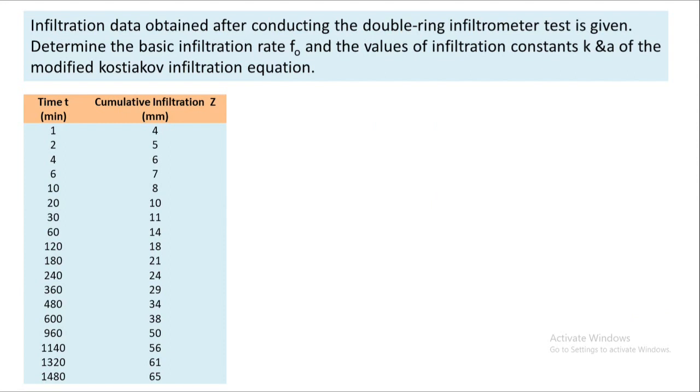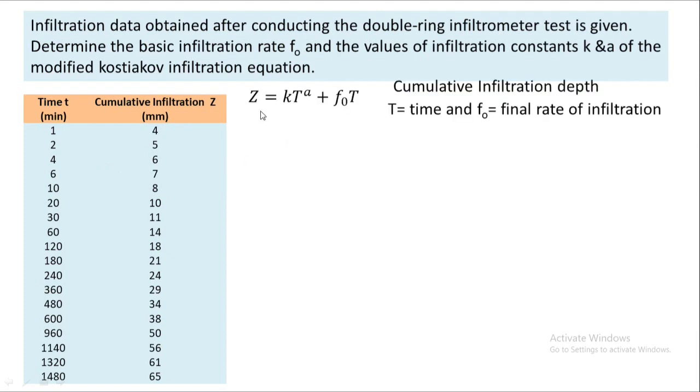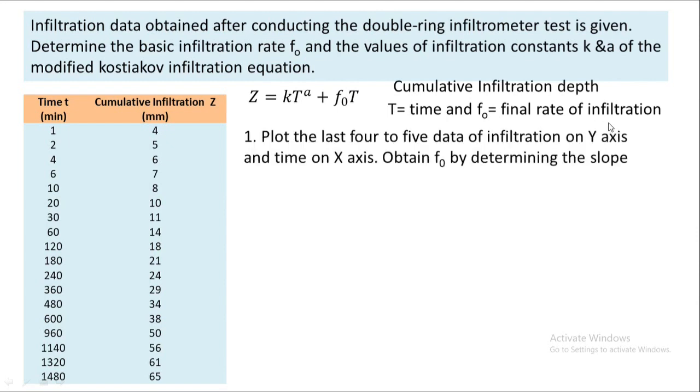Now, infiltration data has been provided. Now we have to determine basic infiltration rate F0 and values of infiltration constants K and A of the modified Kostiakov infiltration equation. Cumulative infiltration is given in millimeter units. Now the modified Kostiakov's equation is Z equal to KT raised to A plus F0 T. T is time, K and A are constants. F0 is the final rate of infiltration.